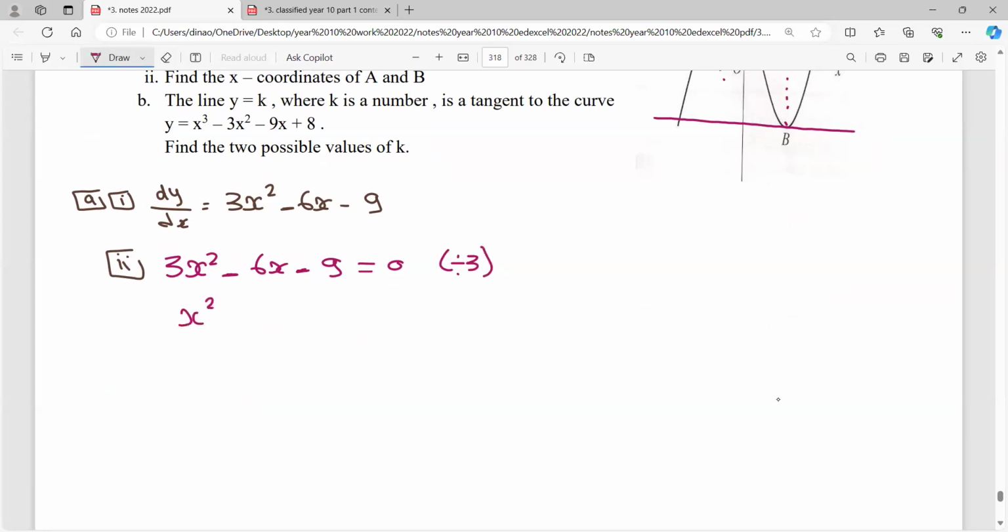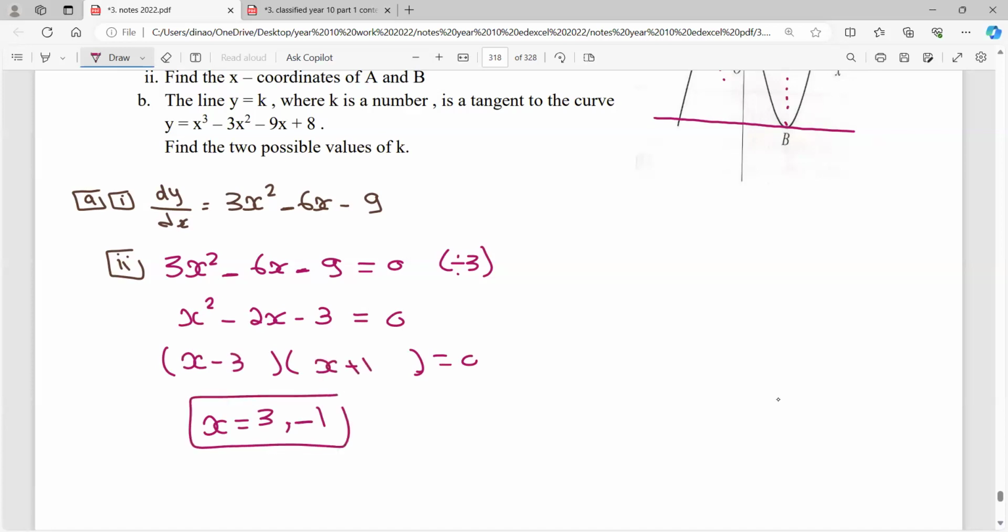So this changes into x power 2 minus 2x minus 3 equals to 0. Now I factorize, getting 2x values: equals negative 2, equals negative 3. So here I have x equals 3 and the other x is negative 1. You must factorize, and you have to show the factorization steps. So these are my x values.